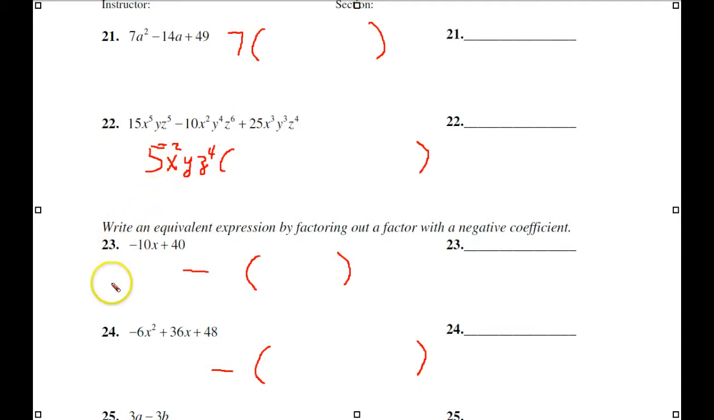And then now in 23 and 24, they want us to write an equivalent expression by factoring out a factor with a negative coefficient. So here we're going to factor out a negative 10. And here we can take a 6 out of each term. So it would be a negative 6. And I guess that's as far as we can go. There's no letter that's common. Okay, so let's complete this.